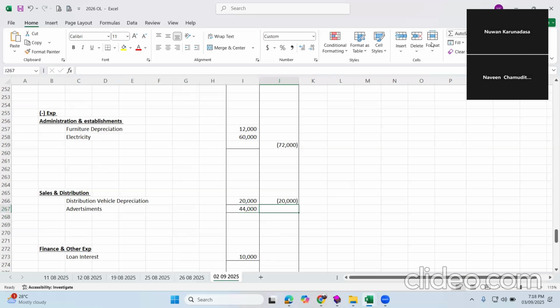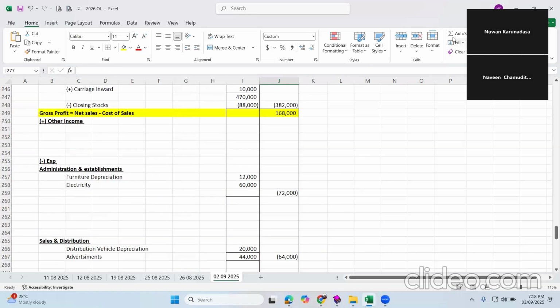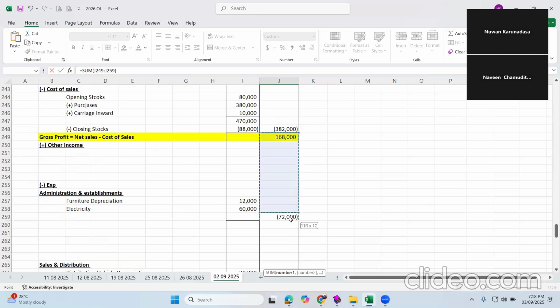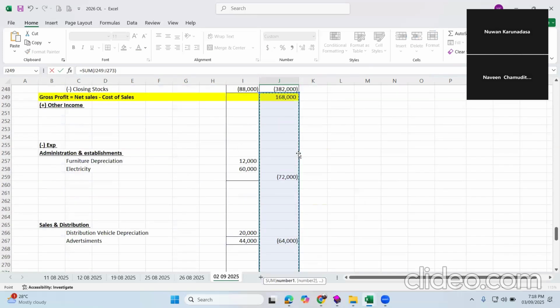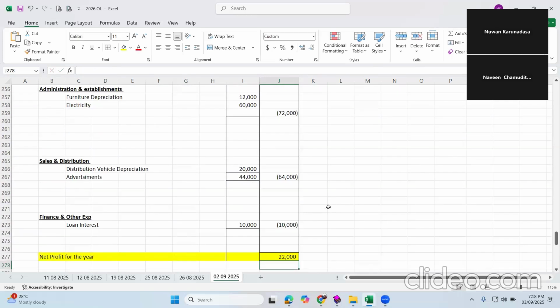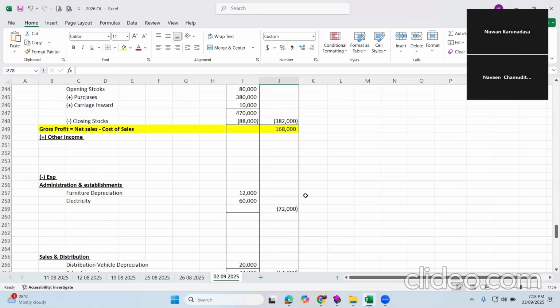So then here the total is 64,000. Then finance expense is 10,000. Then you can calculate the profit for the period here. 168,000 minus 72,000 minus 64,000 minus 10,000, net profit came 22,000.